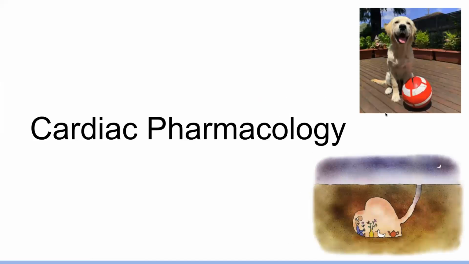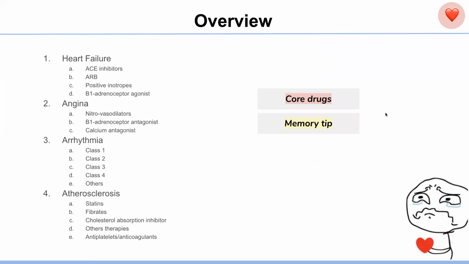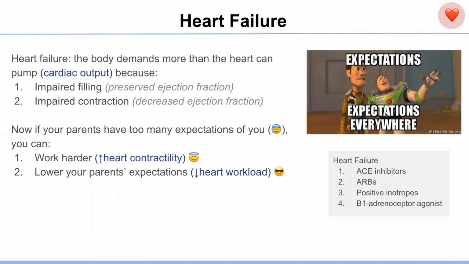Okay, our final topic for today is cardiac pharm. Cardiac pharm, instead of looking at the drugs individually, I think it's more effective to look at them in context. So some of these drugs have more than one use, but for the sake of simplicity, I've put them under different conditions to discuss. So first up, heart failure.